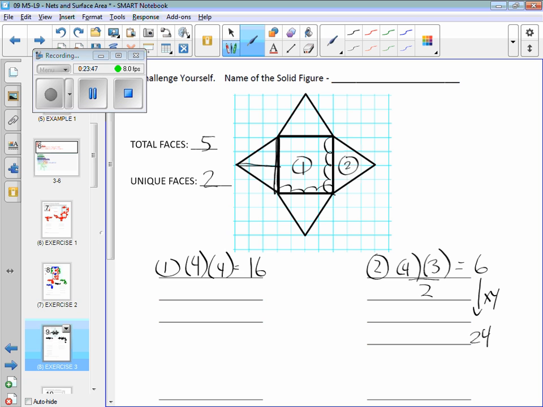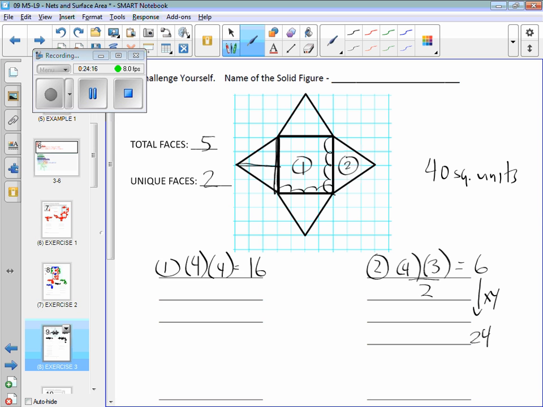Correct. It's 40 square units. Okay? Why 40? 24 plus 16 is 40. Okay?